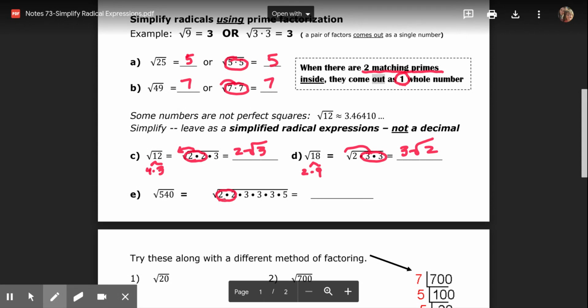Hang on just a second. This doesn't seem to see E 540. Okay, hold on just 1 minute.